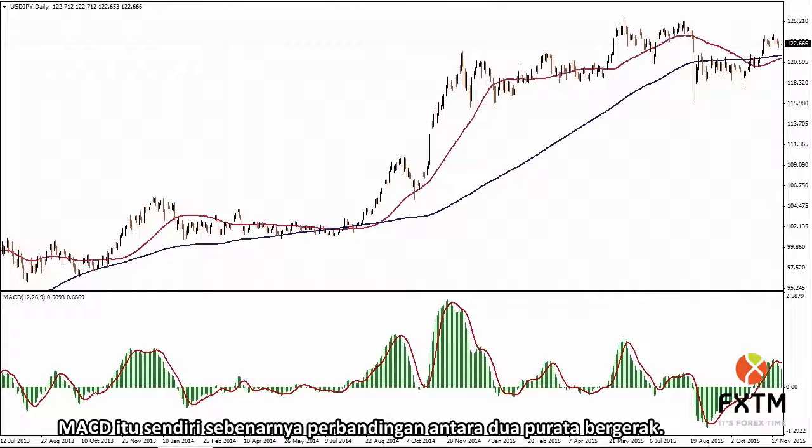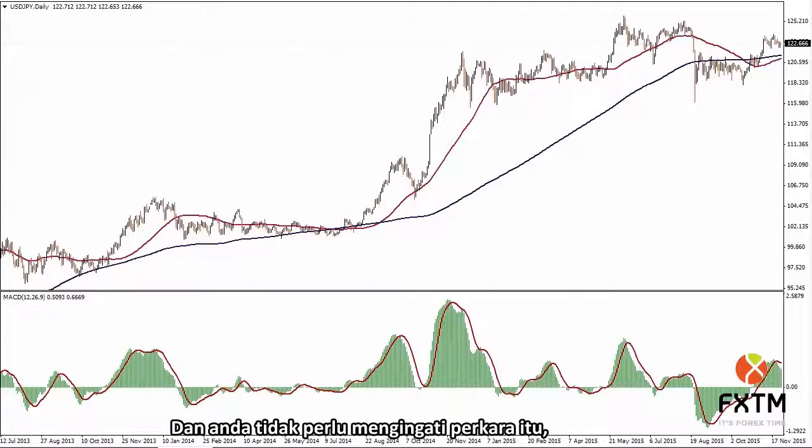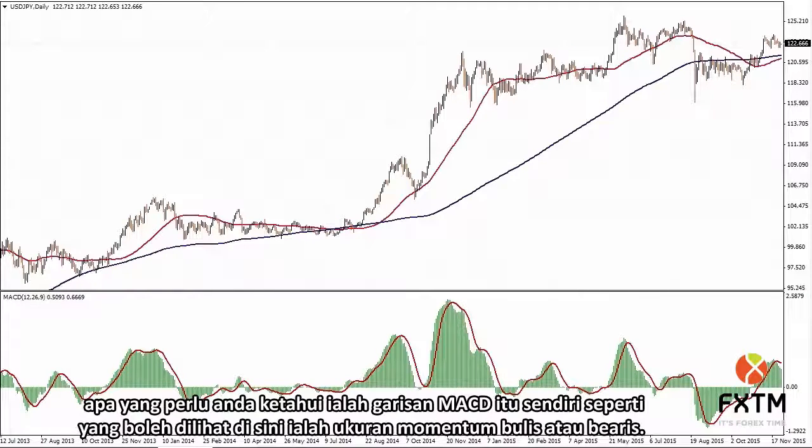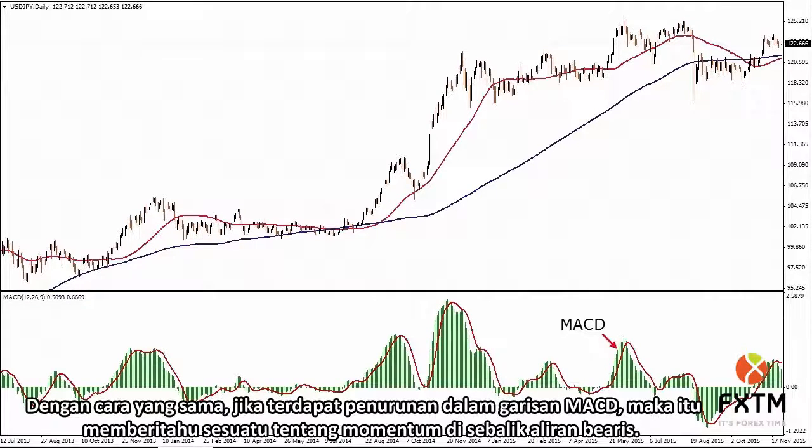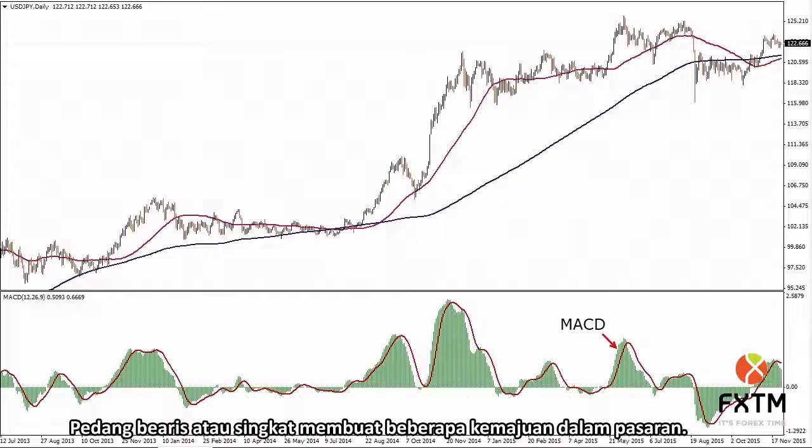Now the MACD is in and of itself actually a comparison between two different moving averages. Now you don't need to remember that. What you need to know, however, is that the MACD line itself, which you can see here, is a measure of bullish or bearish momentum. So if it's trending higher, then that's telling us that the bulls are beginning to take control of the market and we've got some bullish momentum behind the recent price moves. In the same way, if we get a declining MACD line, then that's telling us something about momentum behind the bears. So bearish traders or shorts are making some progress in the market.